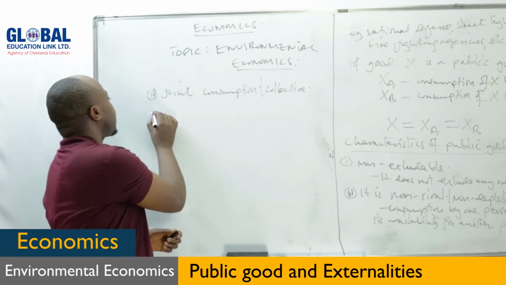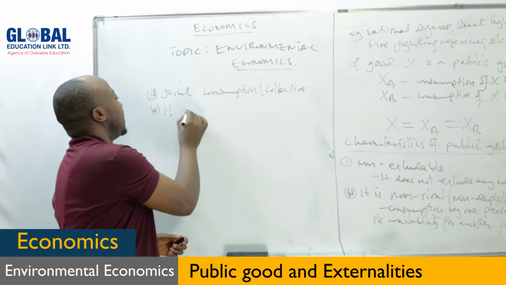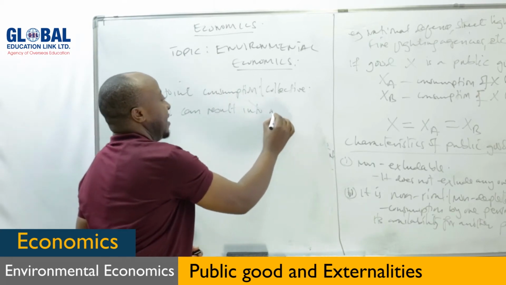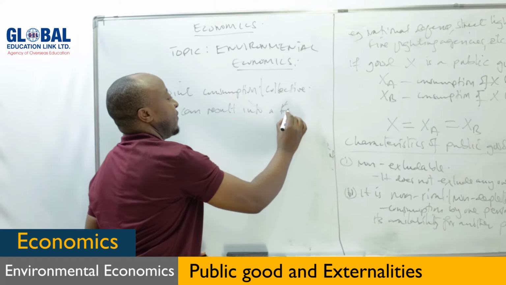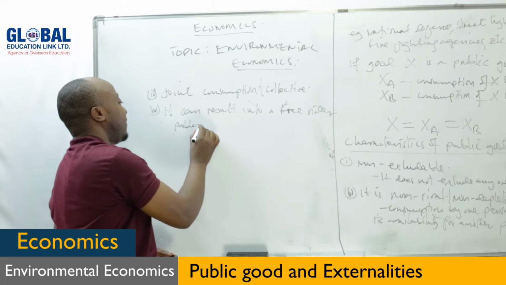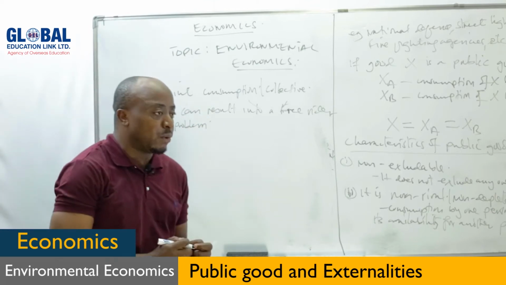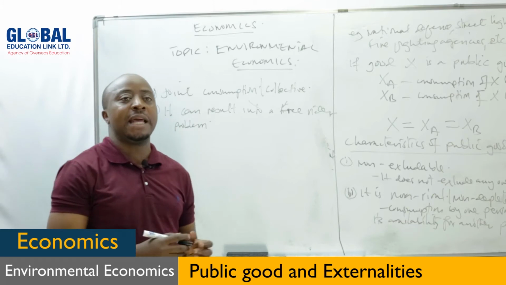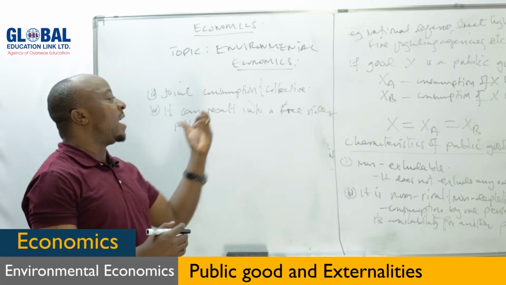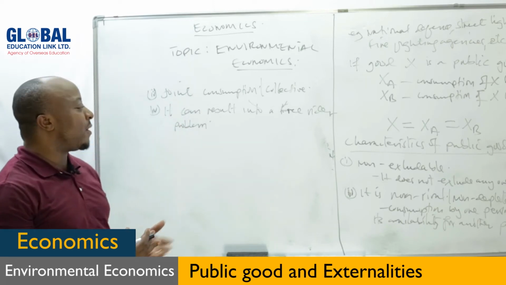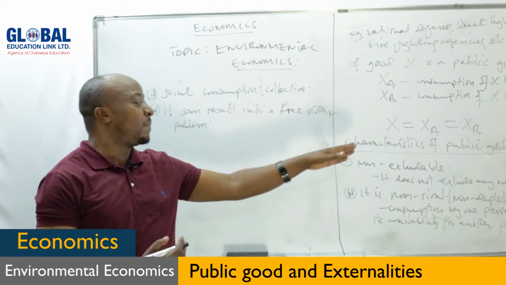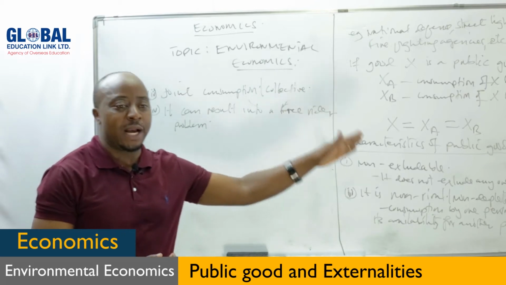And the last one, number four, is that it can result in a free rider problem. Most public goods, especially pure public goods, have a tendency of creating a free rider problem. What is the free rider problem? I said in one of the characteristics that public goods are non-excludable. When they are produced, they cannot exclude anyone from using them.